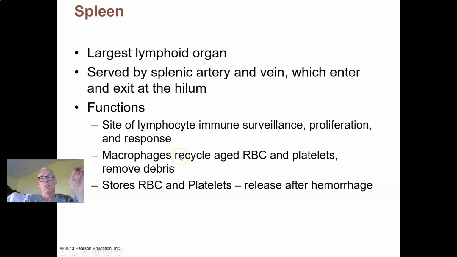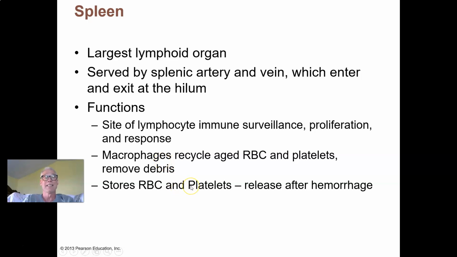Macrophages are in there also, phagocytizing and recycling red blood cells. We discovered this fact way back in chapter 17 when we talked about blood. We saw that there's a recycling process. Red blood cells last for about 4 months. They're removed from the circulation largely by macrophages in the spleen as well as the liver, and then recycled. And we talked about what happens to all the components of hemoglobin when that happens.